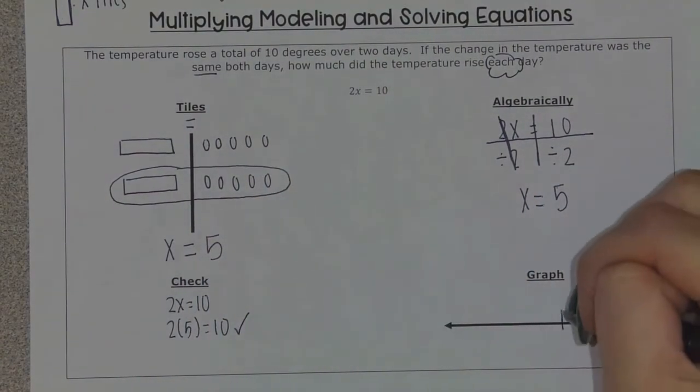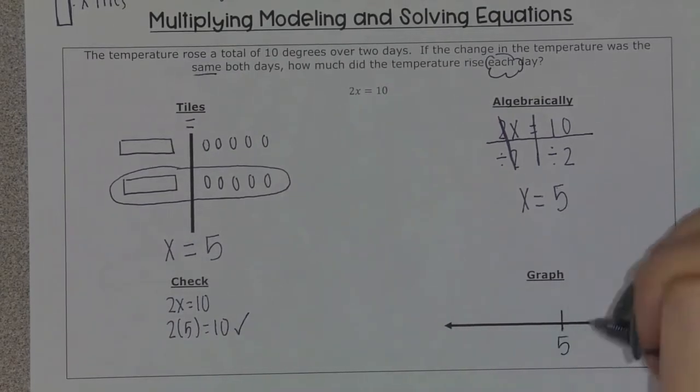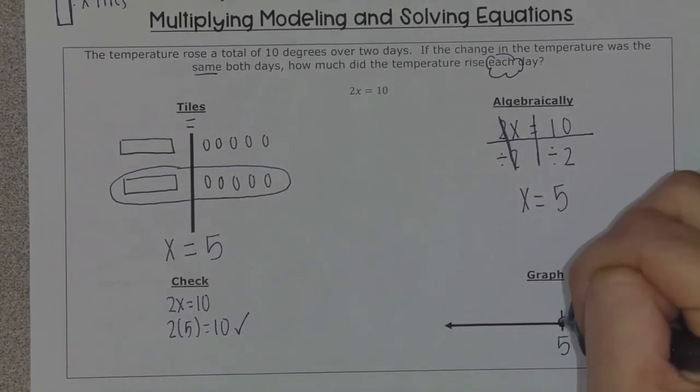For my graph, remember, I'm just going to put one single line. I'm going to call it what number I think x is. So x is 5. And I put a solid dot on there.